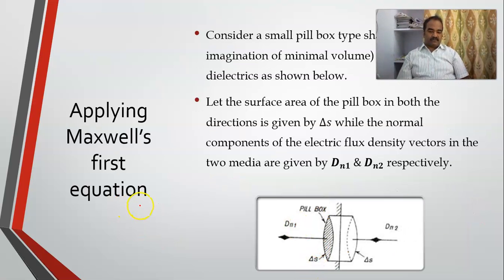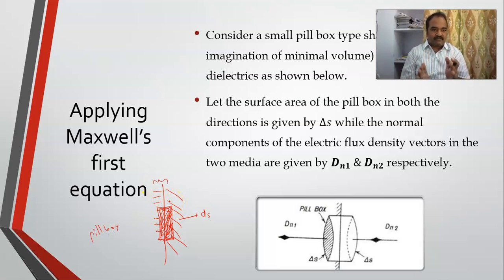Applying Maxwell's first equation, I will consider a small box type thing. This is my surface, right? This is my medium 1, this is my medium 2. So what I will do is consider a very small surface here. This is my small surface which I am considering, and let me suppose it has an area dS. Actually, it must be a three-dimensional one, but I am considering just a pillbox type of structure. Pillbox type of structure means this distance will be very minimum, and it will have just two surfaces, right?